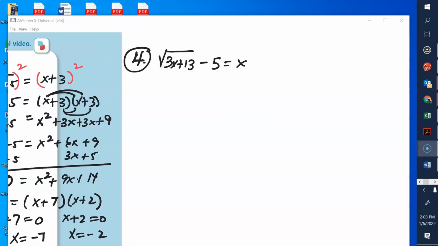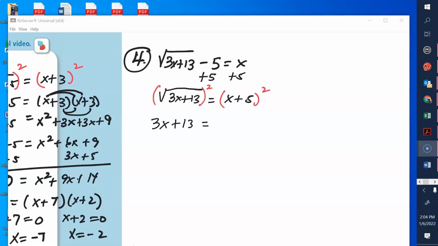First step? The square root of 3x plus 13 equals x plus 5. Shout out the next step. Square. You square the left side and you square the right side. Tell me what you have on the left side, and on the right side?